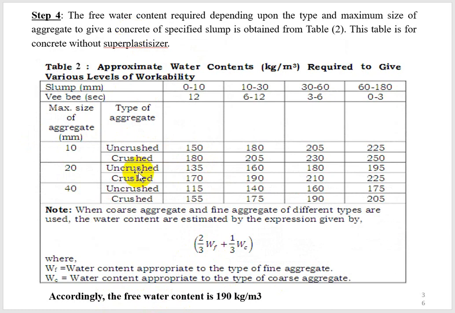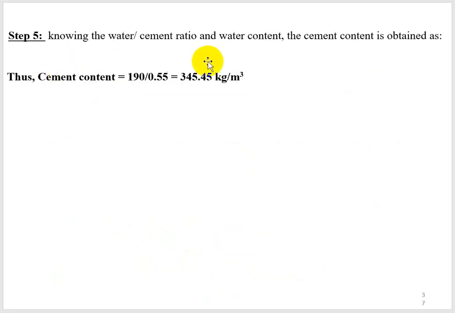Once we have that, we have step number 4 and get the free water content. All the information we need to get this amount of water is provided. We have the slump 30 to 60. We have the aggregate size 40. We have the type of aggregate, which is crushed in that case. And so it corresponds to 190. So there is no need to use this formula as we explained in the previous example. We can use it only if one of the aggregates is uncrushed and the other one is crushed. So 190 it is. We go to step number 5 and find the cement content.